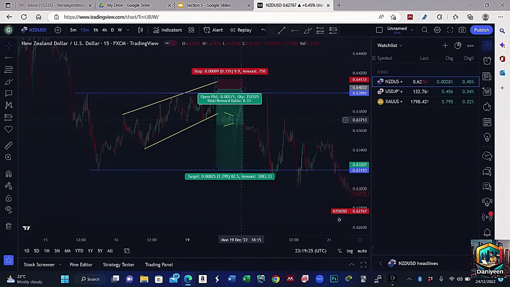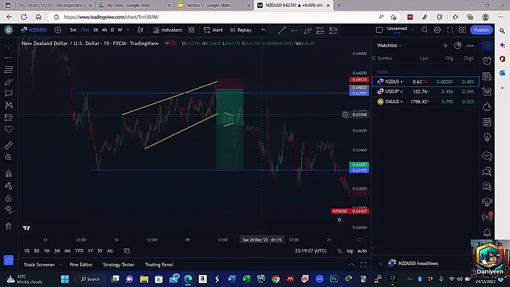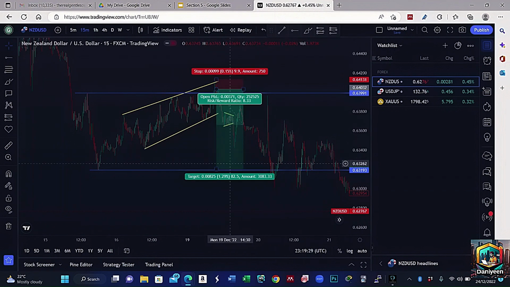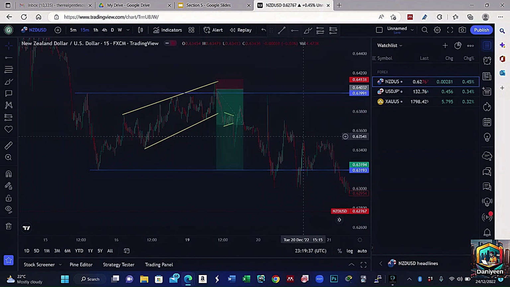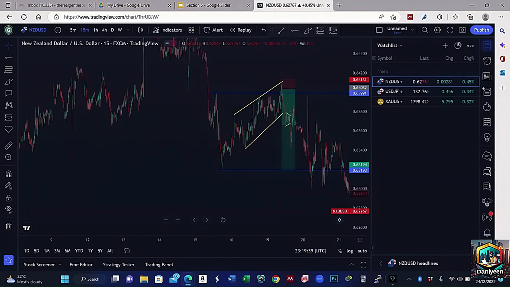So I just wanted to show you what stop loss looks like. Now this is your take profit target. You can see price came back down to hit that target already. So that is how you can enter this particular trade.